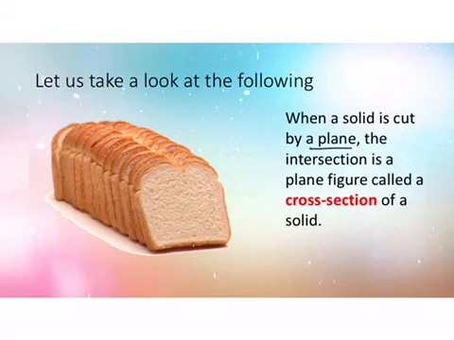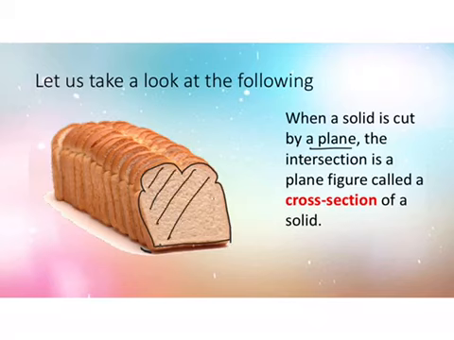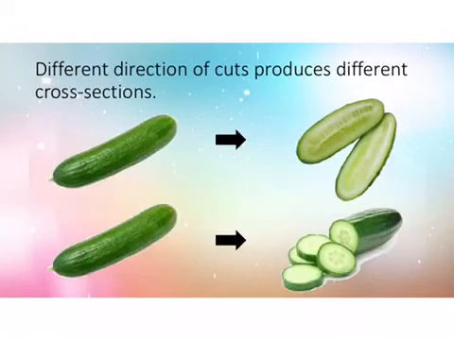cross-section of the solid. Let us consider a loaf of bread. If this loaf of bread is cut in a particular direction, creating slices of bread that have a particular shape in the lateral surface and a thickness, this lateral surface here is called the cross-section of the bread. Different directions of cuts can produce different cross-sections in solids.